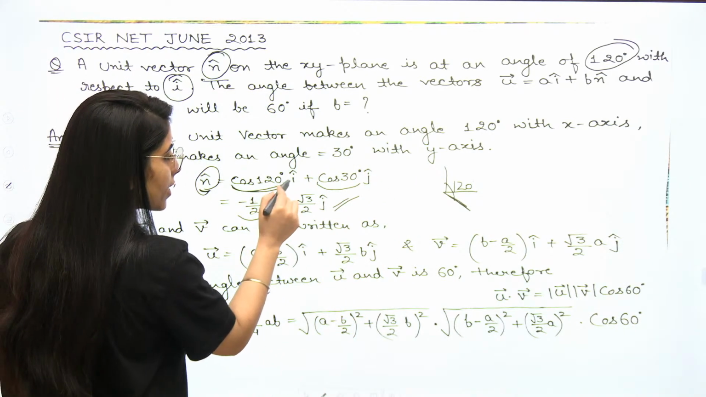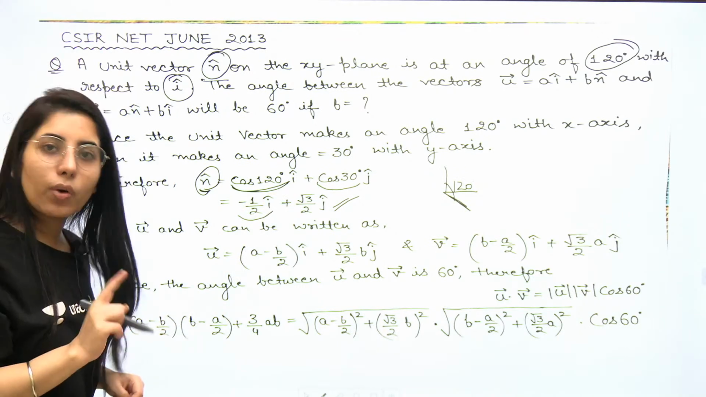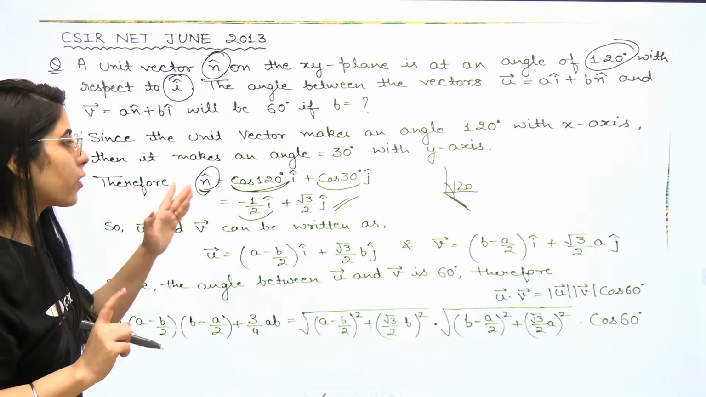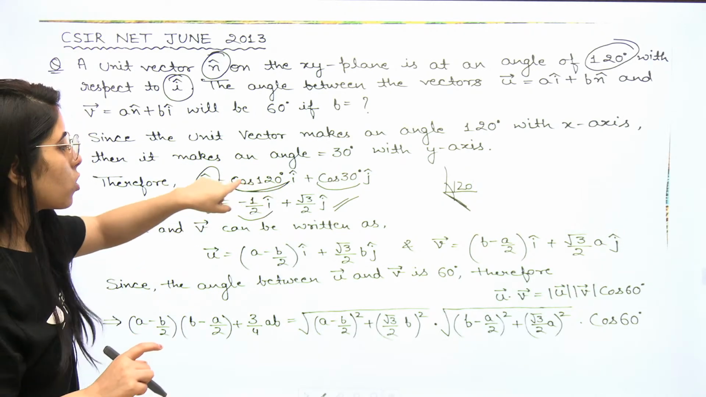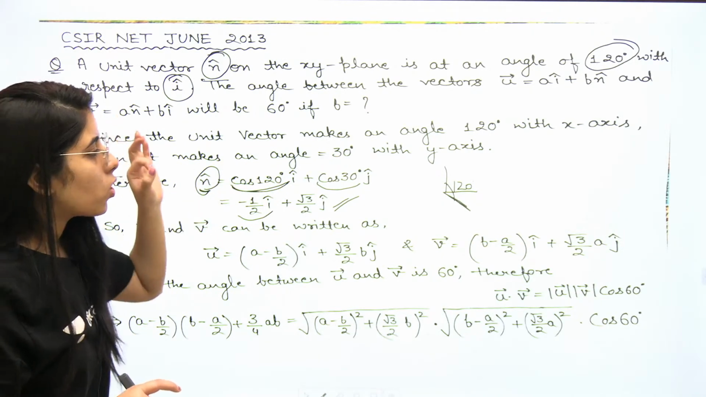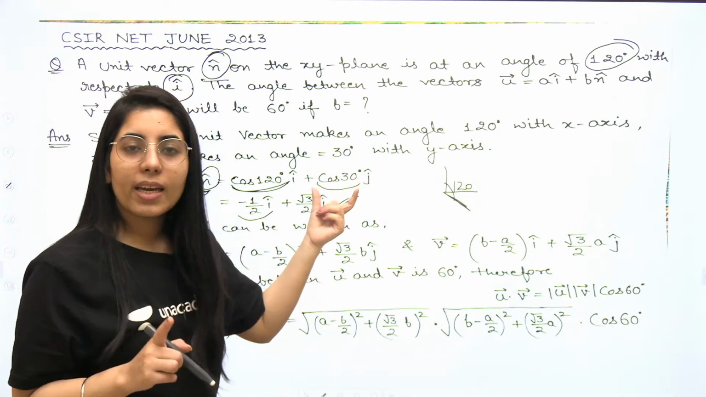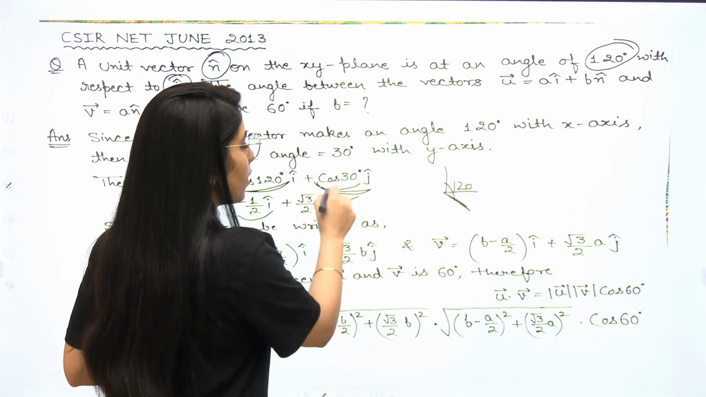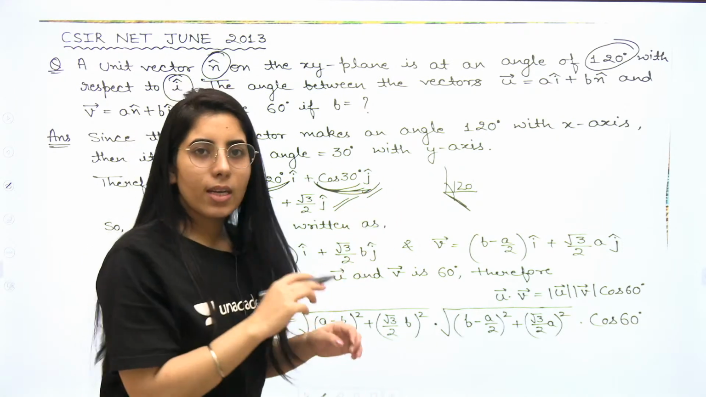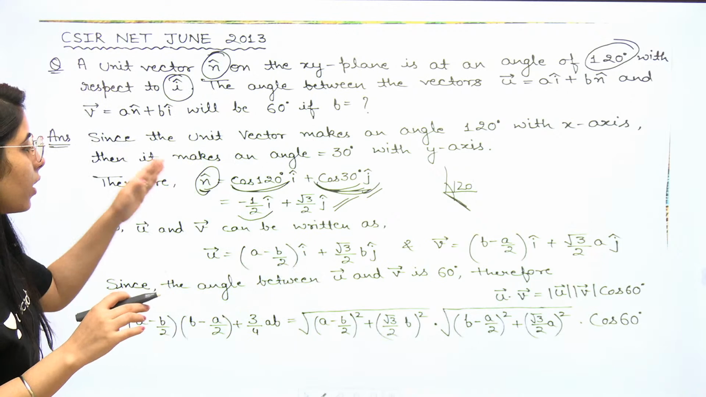Done? So about the x-axis, if you consider the component along the x-axis, you can write cos 120 degrees i cap, for the unit vector n. So n was making the angle cos 120 degrees with i cap. Also with the y-axis, it is going to make an angle of 30 degrees. So that's why you are writing it as cos 30 degrees j cap. That's how you have got the unit vector n.